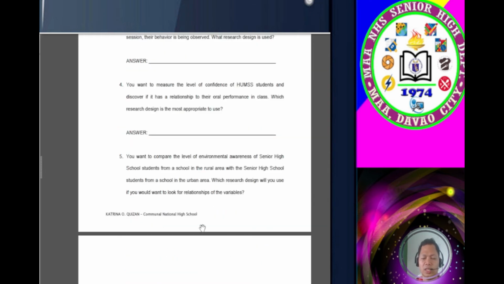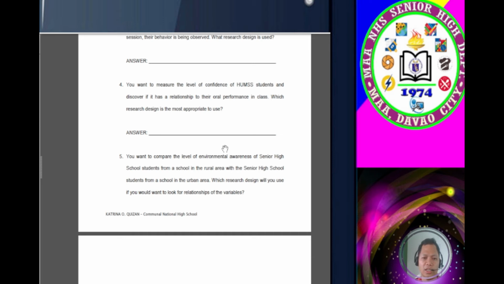You want to measure the level of confidence of young students and discover if it has a relationship to their oral performance in class. Which research design is the most appropriate to use? Okay, choose your answer. Okay, correct. It is correlational research design. It's very clear. This keyword, relationship. You're going to establish a relationship between oral performance and confidence level of the students.